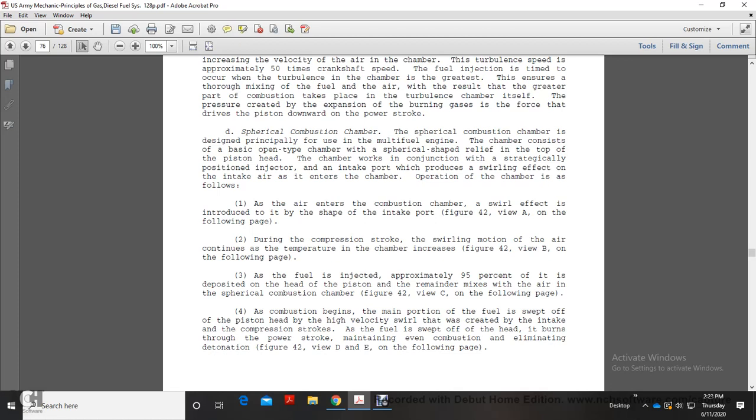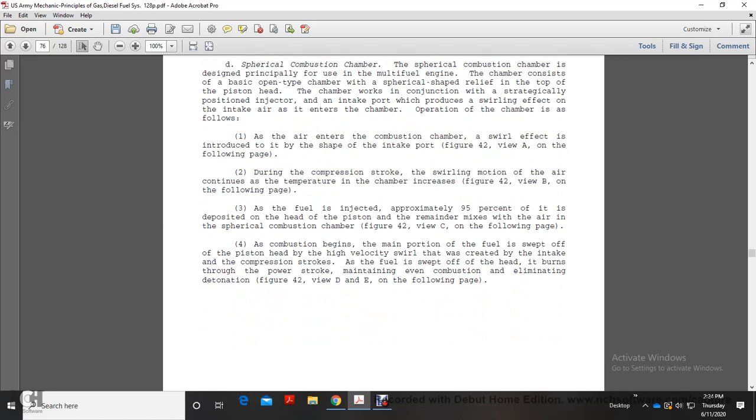As the air enters the combustion chamber, the swirl is effectively introduced by the shape of the intake port. Figure 42, view A on the following page. During the combustion stroke, the swirling motion of the air continues as the temperature of the chamber increases. Figure 42, view B on the following page. As the fuel is injected, approximately 95% of it is deposited on the heated surface. The remainder mixes with the air of the cylindrical combustion chamber. Figure 42, view C on the following page.